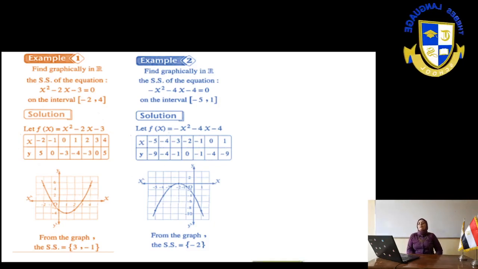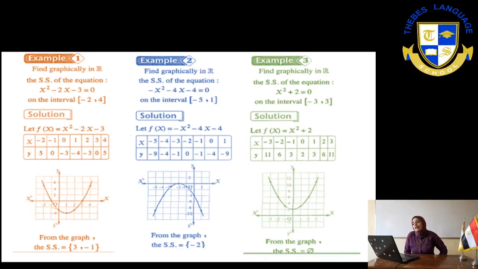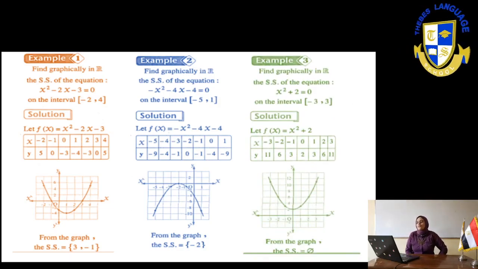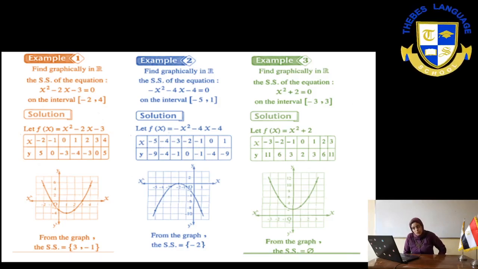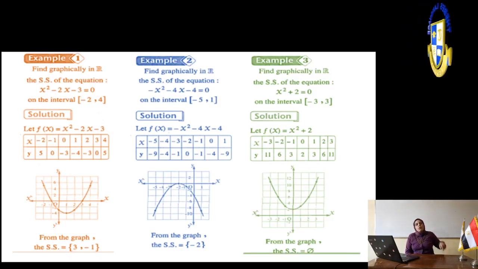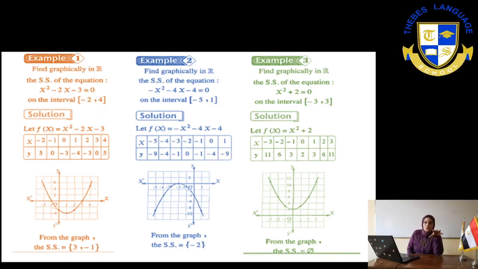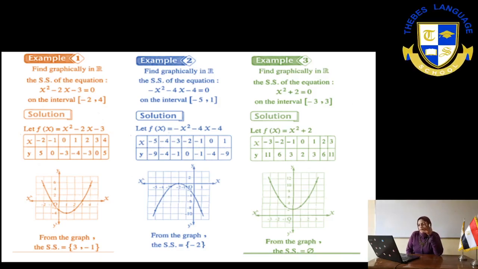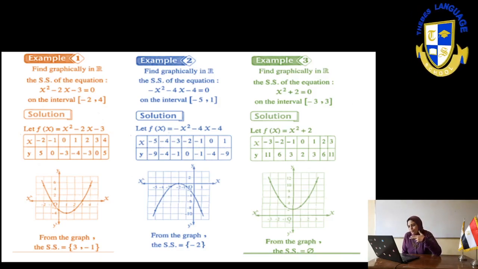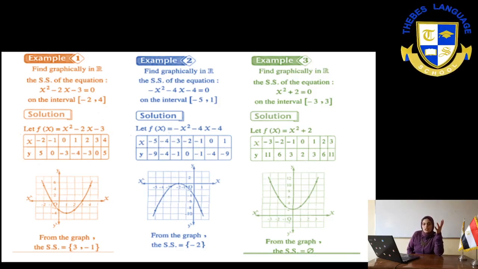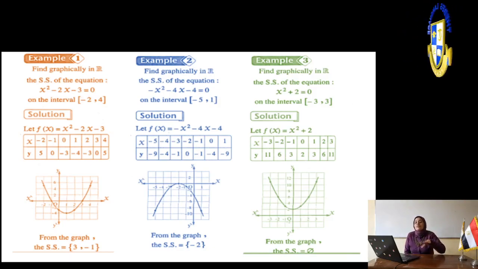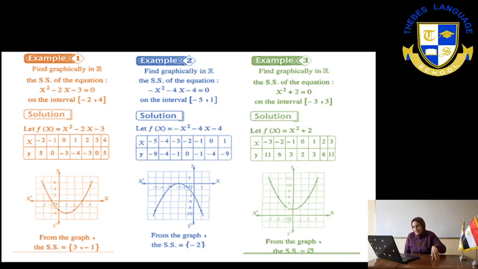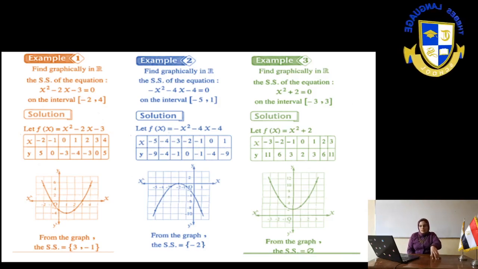Let's move to example number 3. Find graphically in R the solution set of the equation x power 2 plus 2 equals 0 on the interval [-3, 3]. Also, we will represent the points we have from -3 till 3. We have 7 points. Join the points to have the curve. The curve doesn't touch the x-axis, so the solution set here is phi.